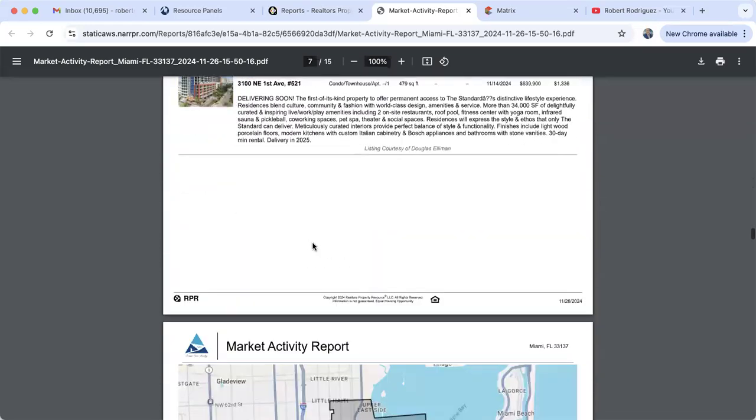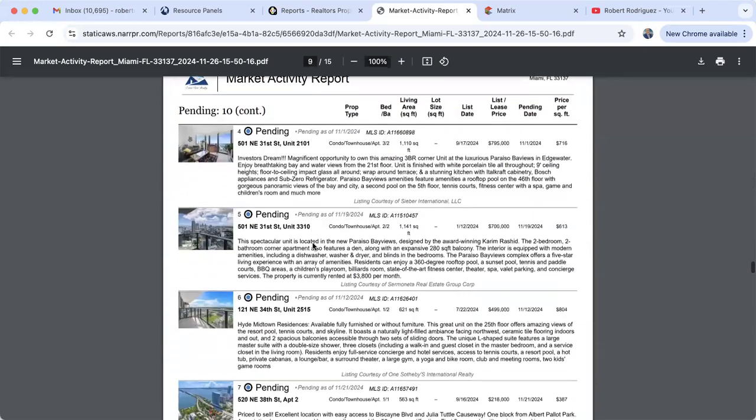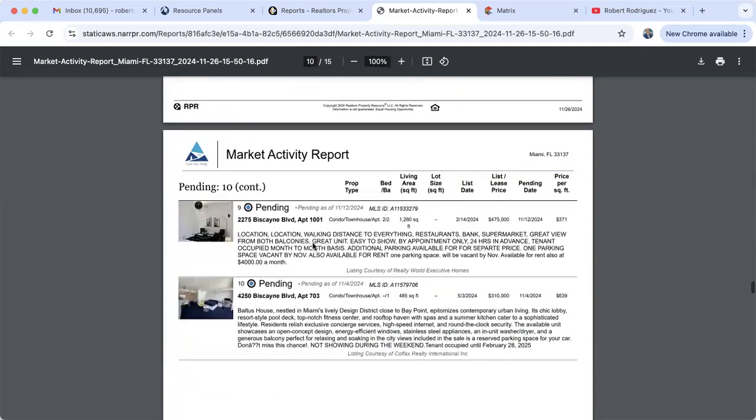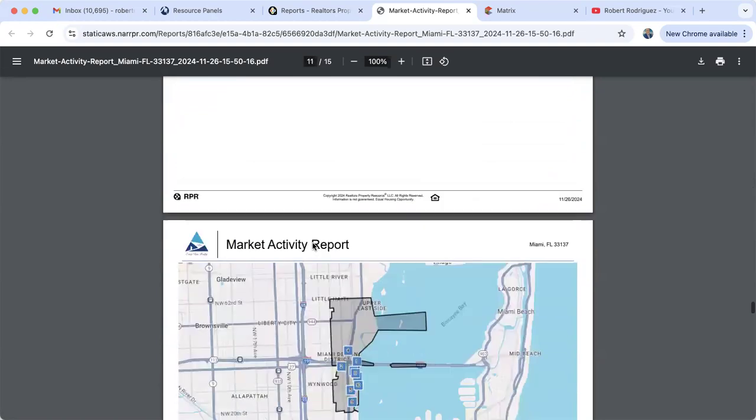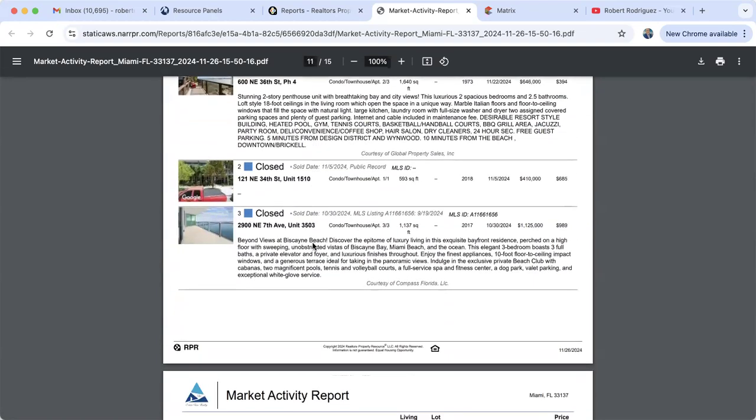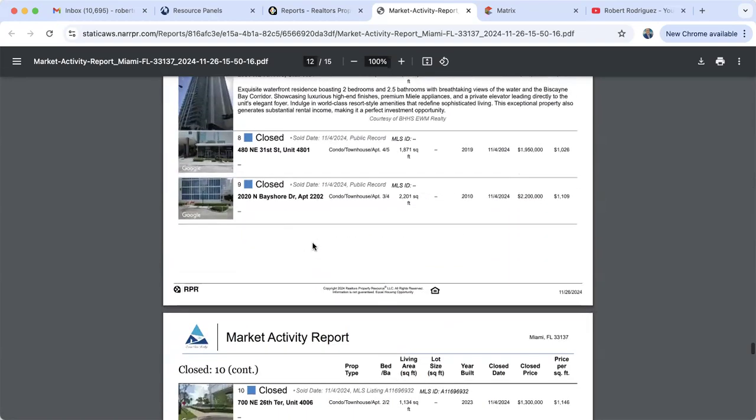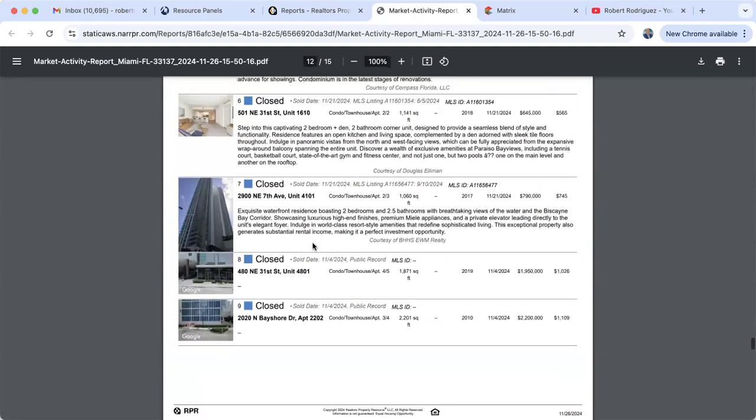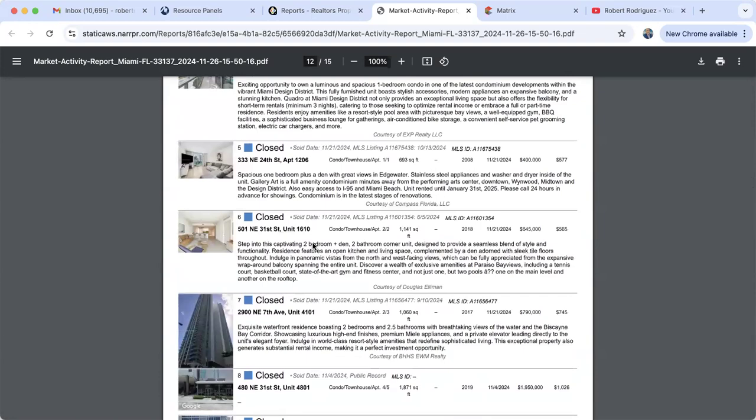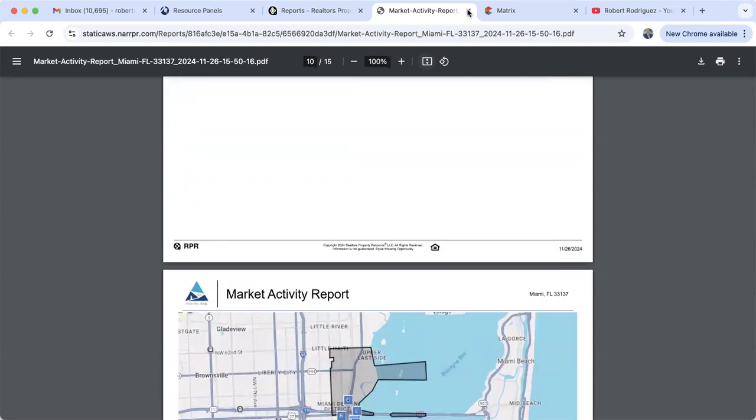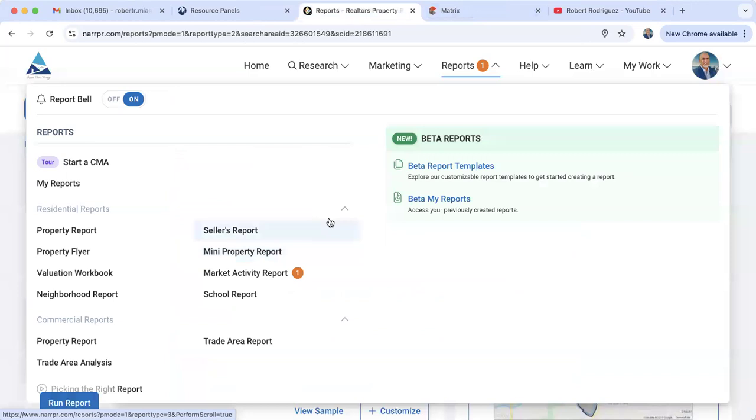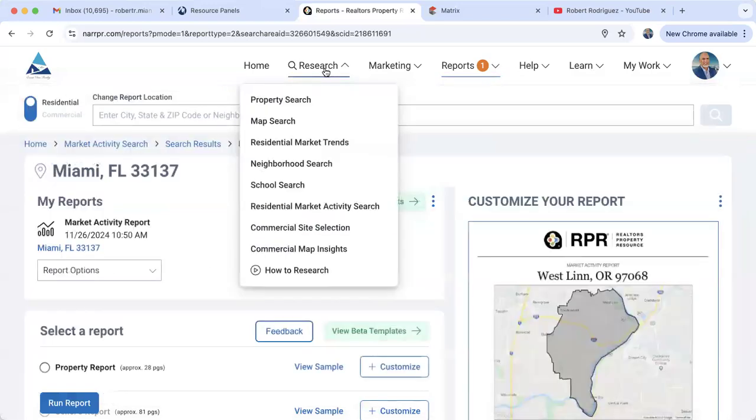All right, guys, excellent report. For anyone who's asking you for something like this, you can provide them a fully detailed report on 33137 for the last month, right? Because you can go 1 week, 1 month, 3 months, 6 months, and a year. All right, and of course, that's going to be done inside of RPR. So that again is research, and that's going to be residential market activity.